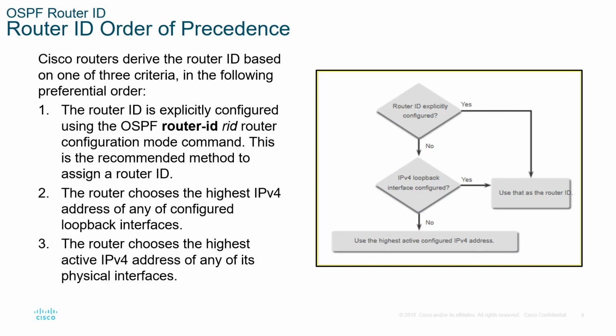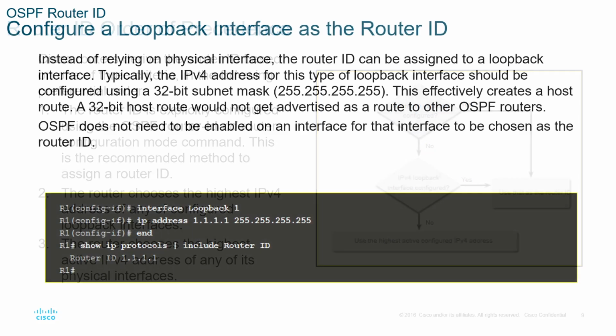If it's not, the router is going to look at the loopback interfaces, and if there are loopback interfaces, it's going to take the one with the highest IPv4 address as the router ID. If it doesn't have loopback interfaces, get any IPv4 interface and choose the highest. That's it. There's always a diagram.